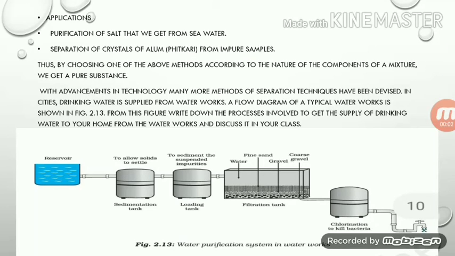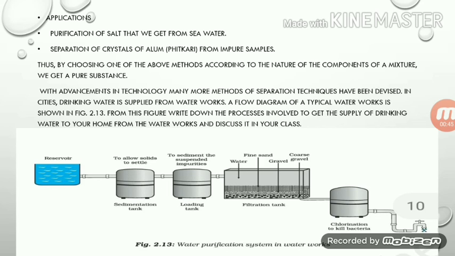Next are the applications: purification of salt that we get from seawater, and separation of crystals of alum from impure samples. The crystallization process is also used for purification of water. Thus, by choosing one of the above methods according to the nature of the components of a mixture, we get pure substances. With advances in technology, many more methods of separation have been devised.